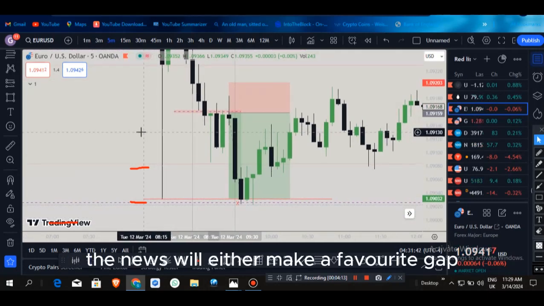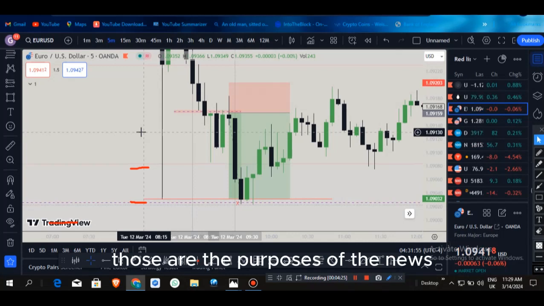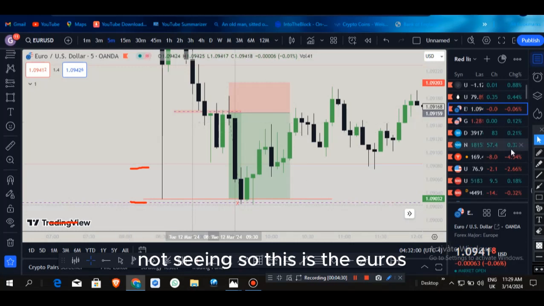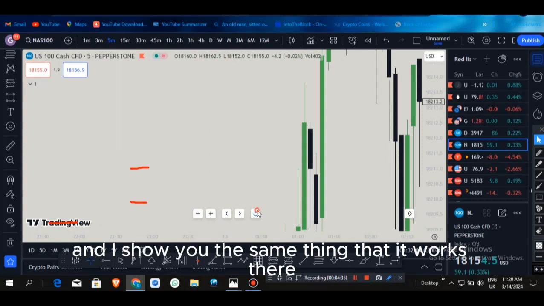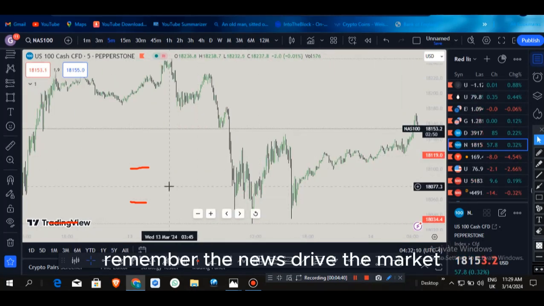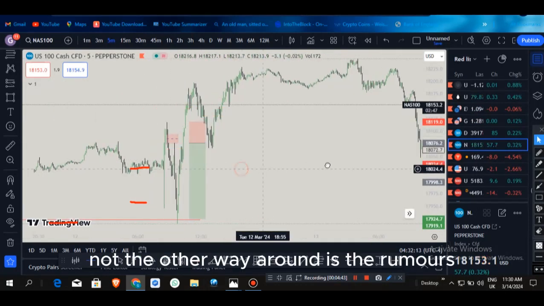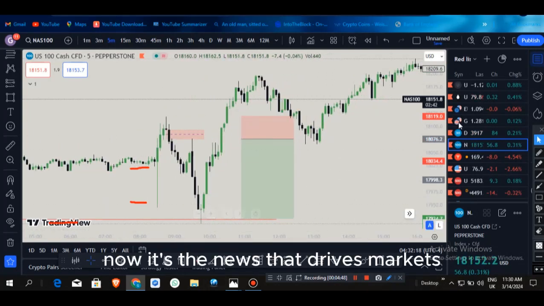The news will either make a fair value gap, distribution, manipulation, or rebalance. Those are the purposes of the news, according to what I've been seeing. So this is the euro. Let me go to Nasdaq, those indices, and I'll show you the same thing works there. And remember, the news drives the market, not the other way around. It's the news that drives markets.